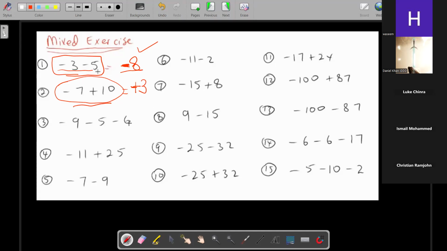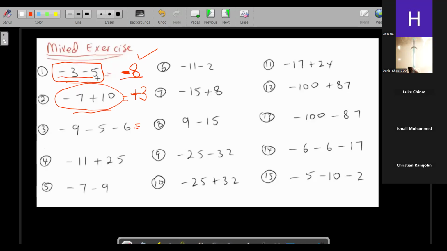Luke, if you do number 3 for me. So -9 take away 5 take away 6. So -9, you have to, two negatives is equal to a positive. So -9 plus 5 plus 6, which will be equal to positive 10.